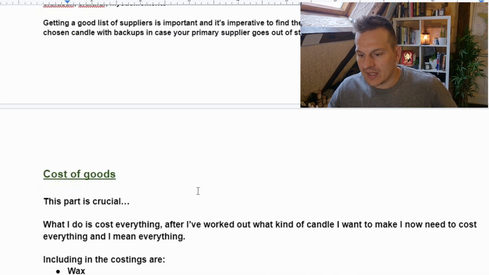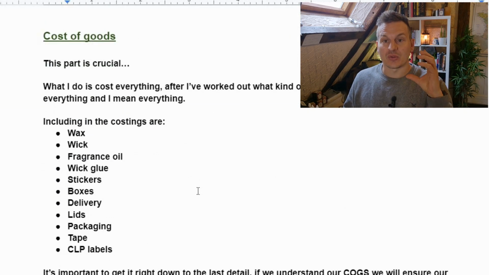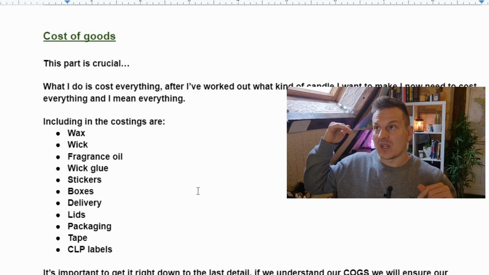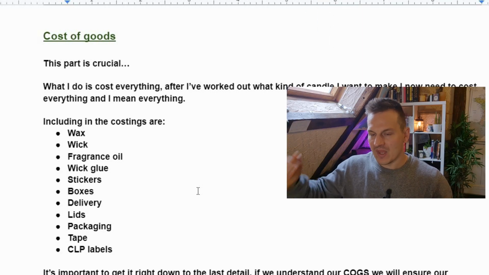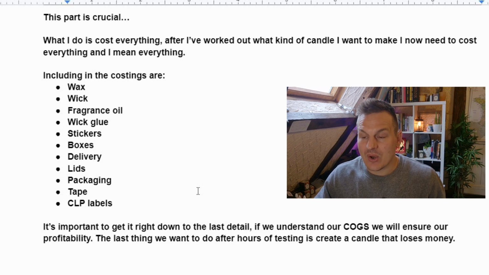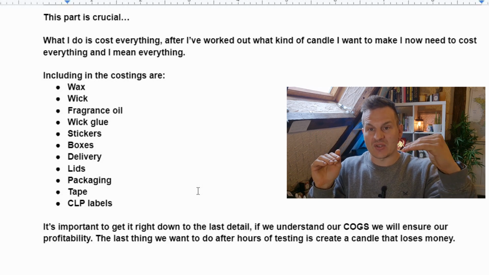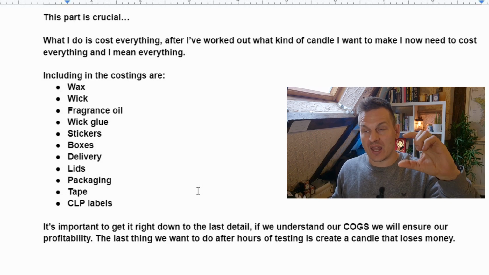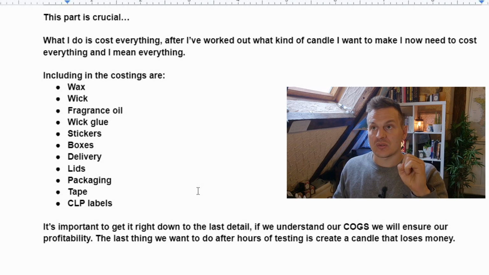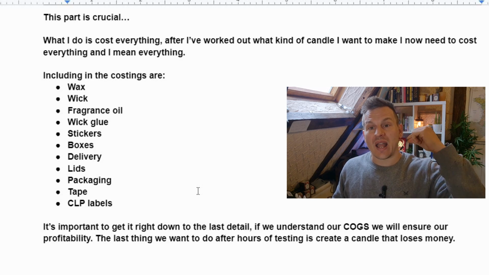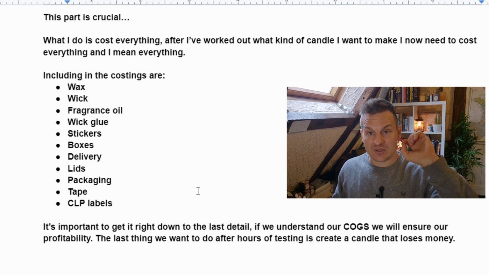So the next thing is cost of goods. This is the most crucial part. So we've got our suppliers, we know where we're going to get everything from. Now we need to cost it. So we need to cost everything, and I mean literally everything. After I've worked out the cost of the candle by breaking it down, we're going to go through each thing: how much wax we're going to use in each candle. So for me, I think it's 125 pounds for 25 kilos of wax. I need to work out how many candles I can get out of that. I think off the top of my head, it's about 90 candles. And that works out at about, I can't remember exactly, £2 to £2.50 per candle in just terms of wax.